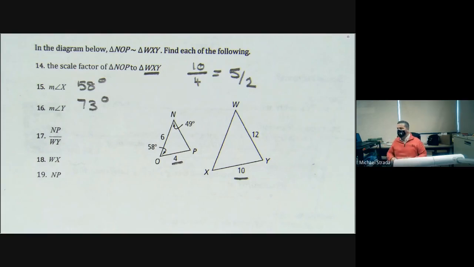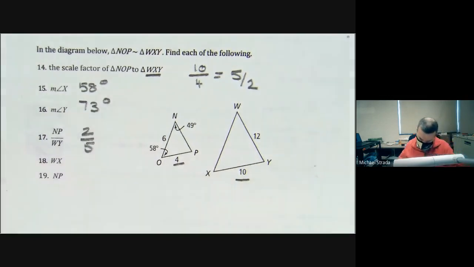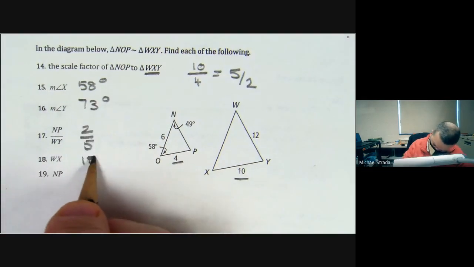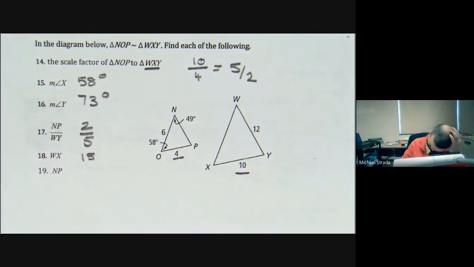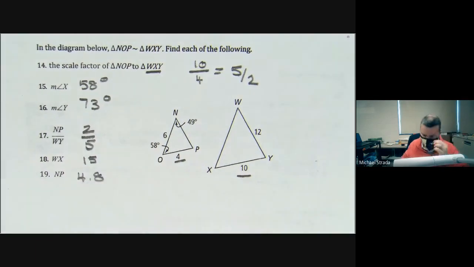NP over WY, ladies and gentlemen, would just be the inverse or the reciprocal, so 2 over 5. WX, I believe, would be 15. And NP, if we divide by 5 over 2, I believe would be 4.8. I'm doing the math correct in my head.